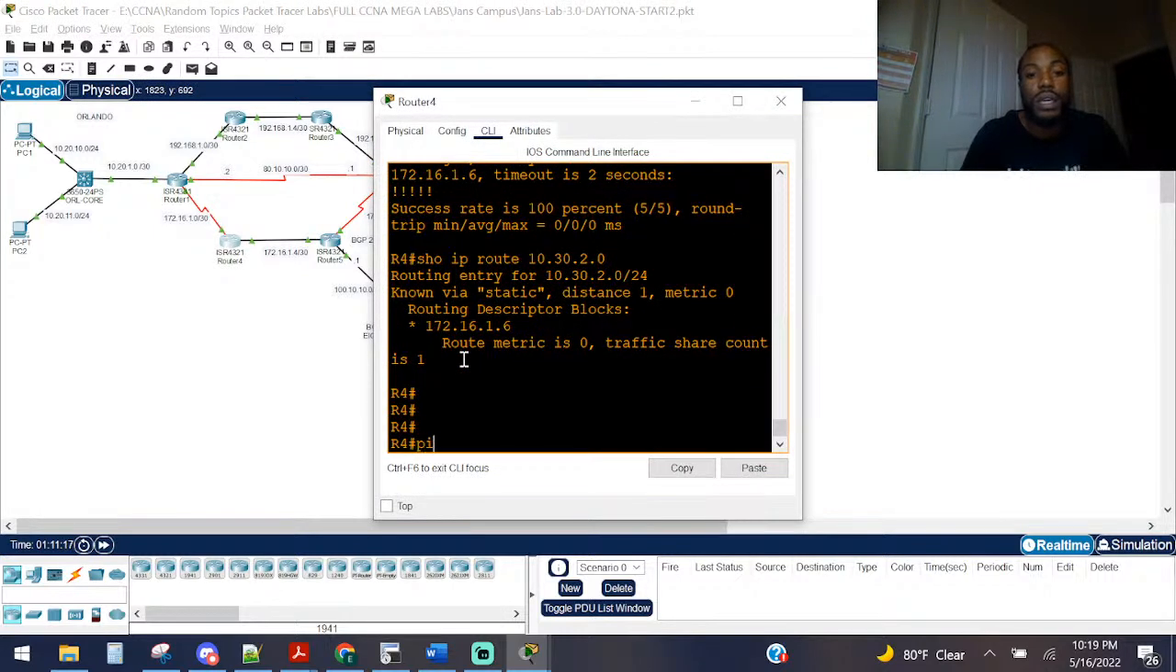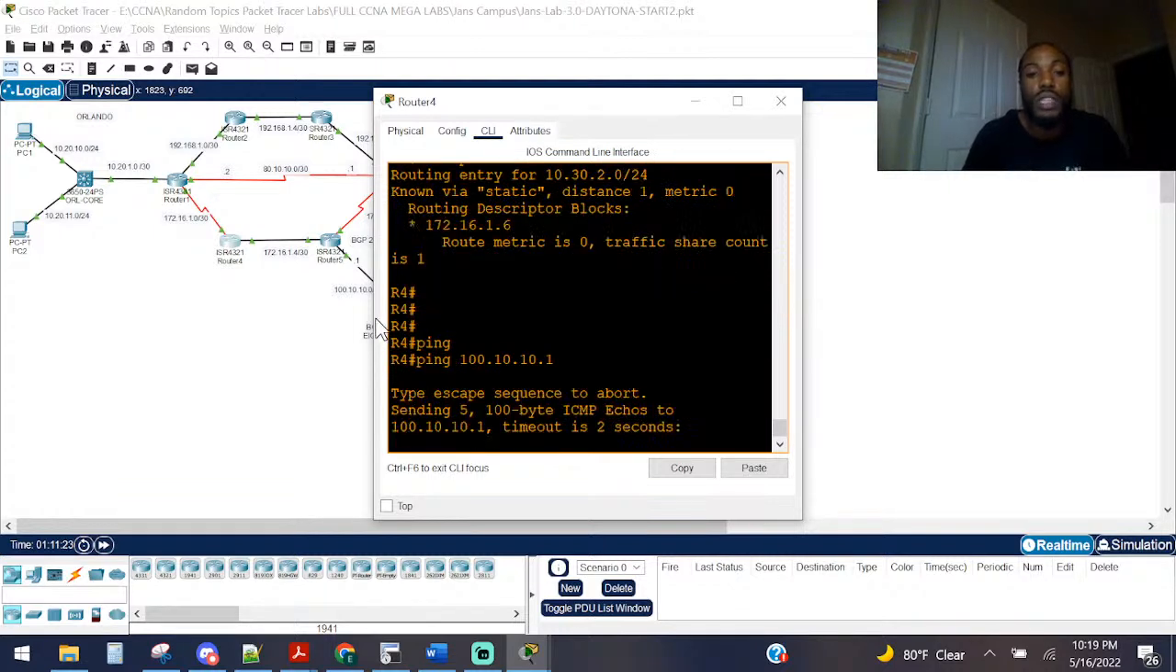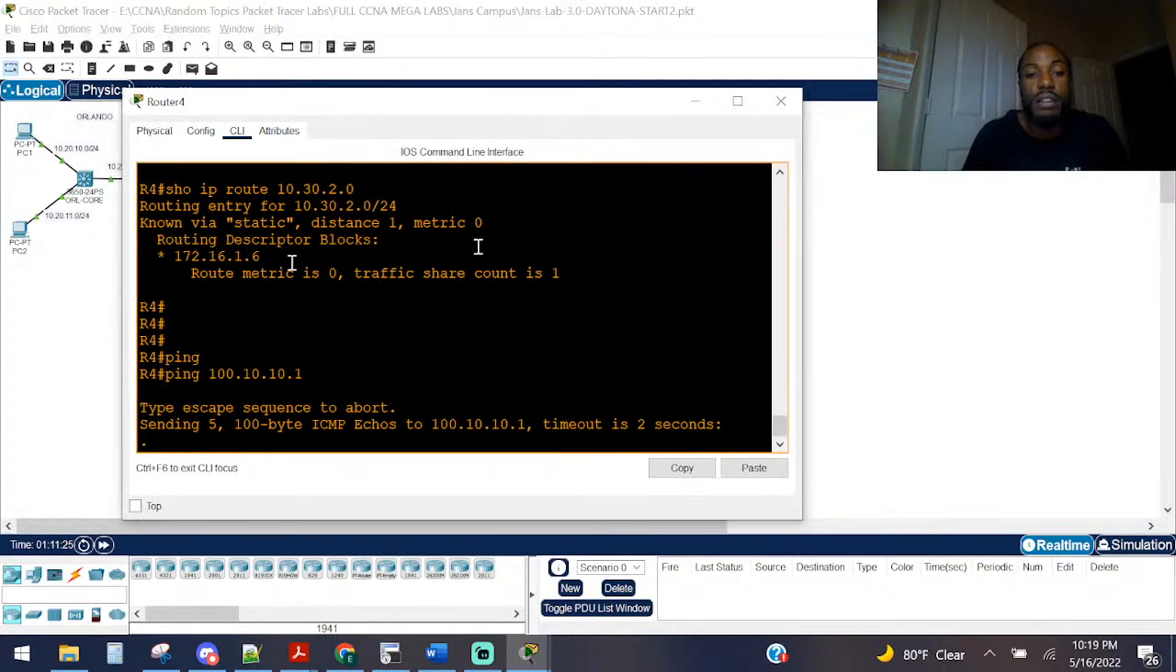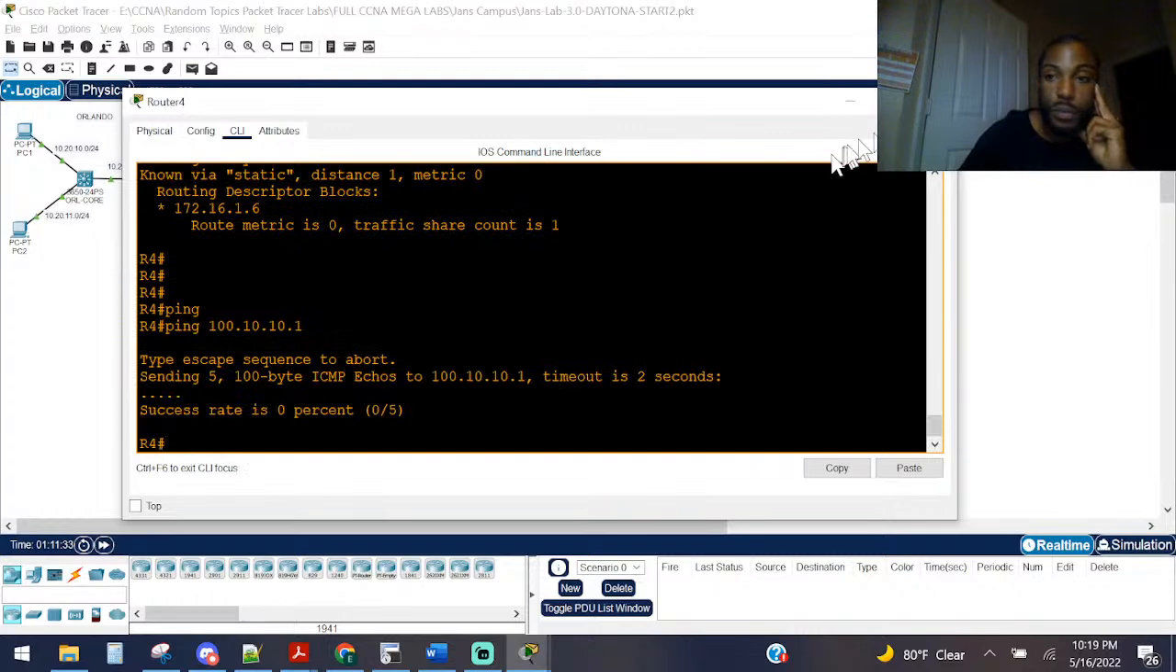Ping 100.10.10.1. Nope. See? So we have some connectivity issue here. What am I missing? He said only use static routes, so that is the rule here.